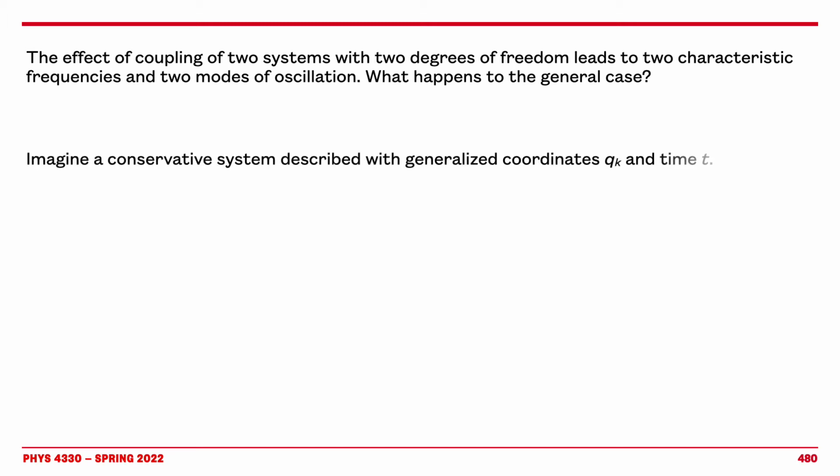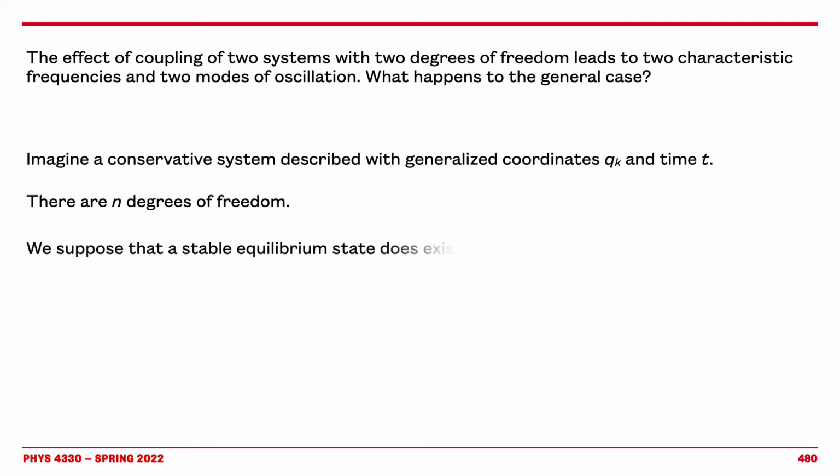We are going to suppose in this case that we have a conservative system for which we will use generalized coordinates qk. The generalized coordinate, of course, is the one that we encountered already in the Lagrange formalism, and of course time is a parameter that we use for the differential equation. We will suppose we have n degrees of freedom, and an important requirement is that we have a stable equilibrium. In other words, the system can be found in a stable equilibrium state. And we will note those as qk0, 0 being basically the equilibrium.